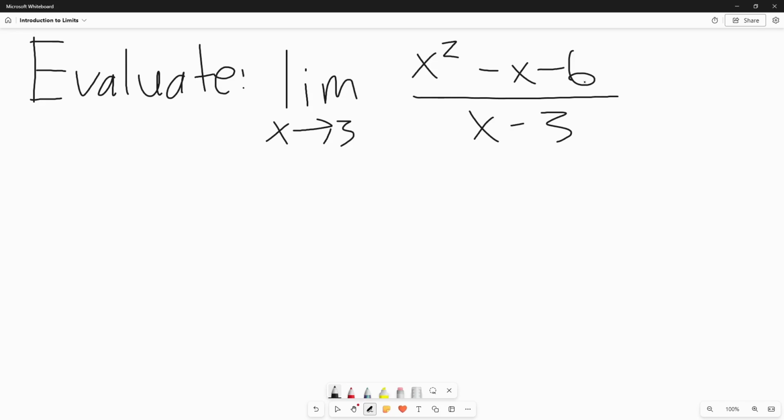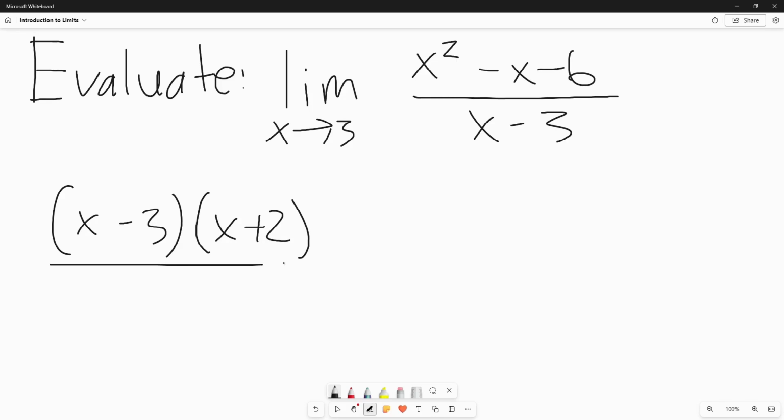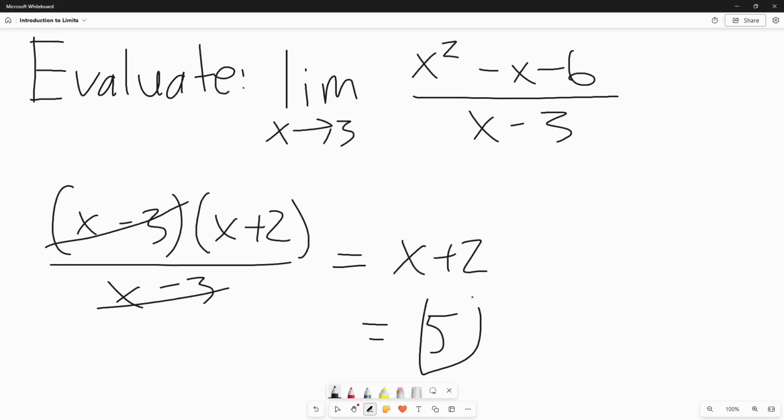So I can notice that the numerator is a quadratic, so let's try to factor that and see what we can do. So you get x minus 3, x plus 2. That's what the factor form is, all over x minus 3. And this works out well because we can factor out the x minus 3 from both sides, and we're left with x plus 2. And now we can substitute 3 for x because there's nothing that could go wrong. Like if we substitute 3 in the original function, we get undefined, but not here. So we get 3 plus 2 is equal to 5, and that's our answer. So the limit of x squared minus x minus 6 all over x minus 3 as x approaches 3 is 5.